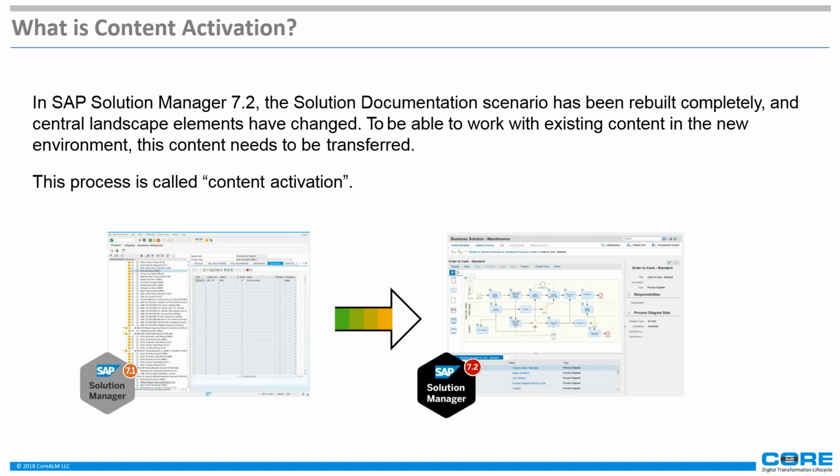What content activation is, it's really a process of you analyzing the current environment, making adjustments as needed, and mapping it to the new technology, the way it's going to be transitioned into 7.2. The idea here is that we don't want to lose any of the data. We want to clean up whatever we don't need, and then allow for this process. So after the upgrade, when we do the actual content activation, all the documentation will be in the proper format.